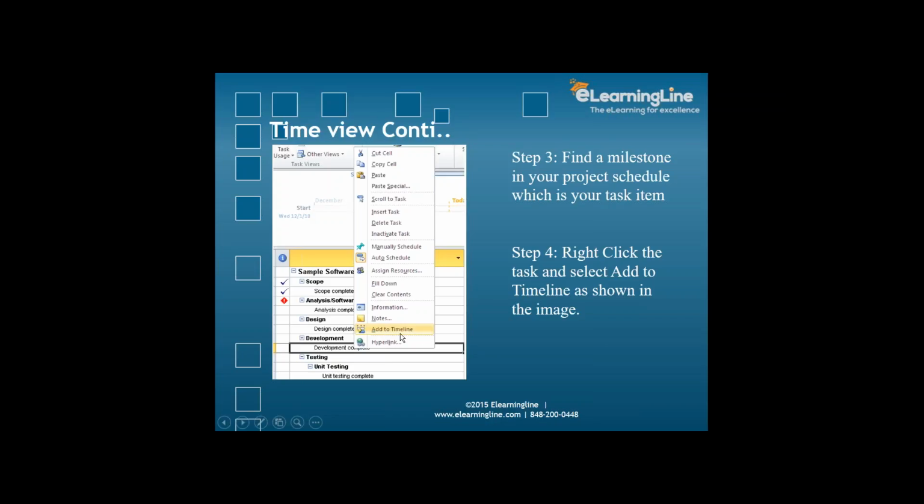Then what do we do? We need to add it to the timeline. So when we are doing the reporting, it will come up on the milestone report, which we have seen already in the practical session. The next step is to right click on the task item and select add to timeline, as shown in this image. So this is exactly what we will do, and when we do the reporting, it will get added.